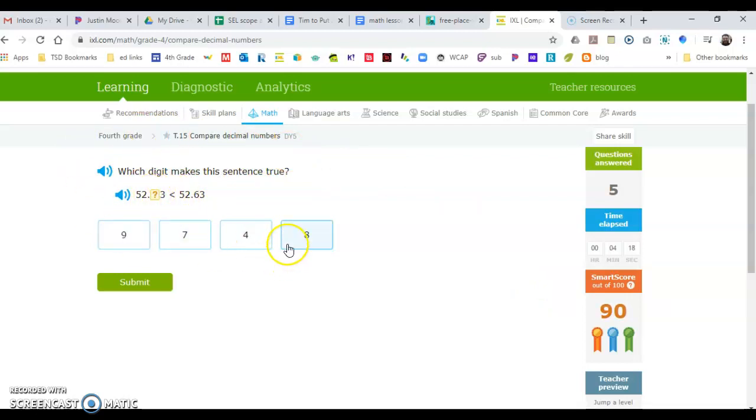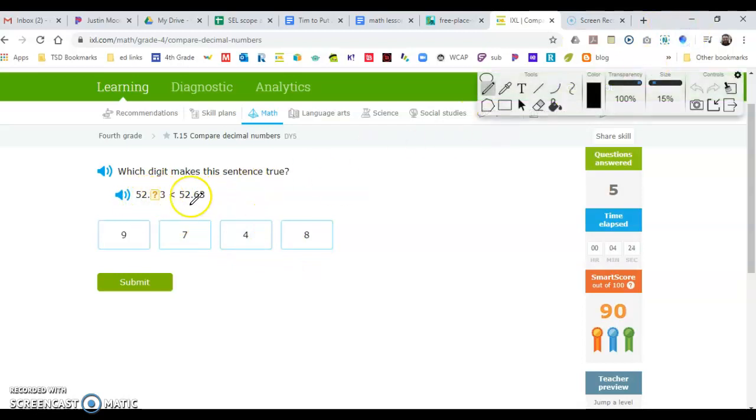So my job is to put a digit in there to make this make sense. Well, let's take a look. If I look at both sides, this number is a 52 ones. That number is a 52 ones. So those are the same. This one has 3 hundredths. This one has 3 hundredths. So these numbers are pretty identical.